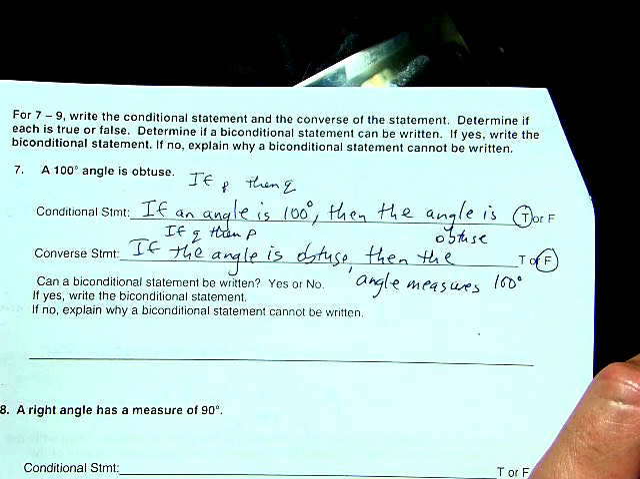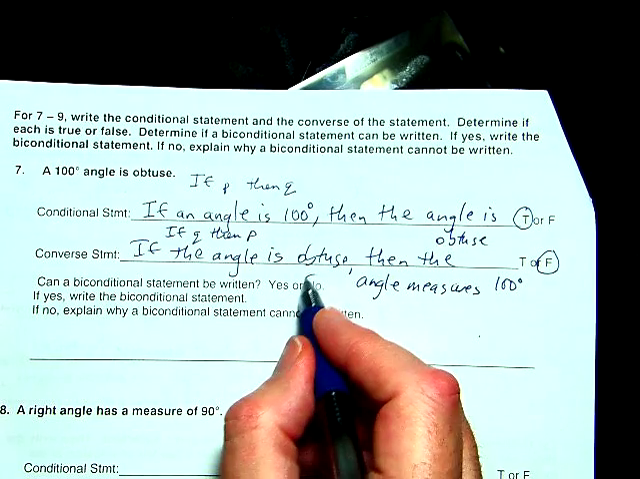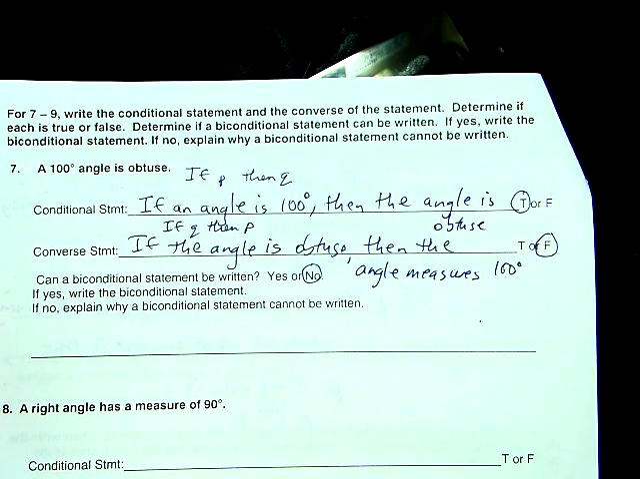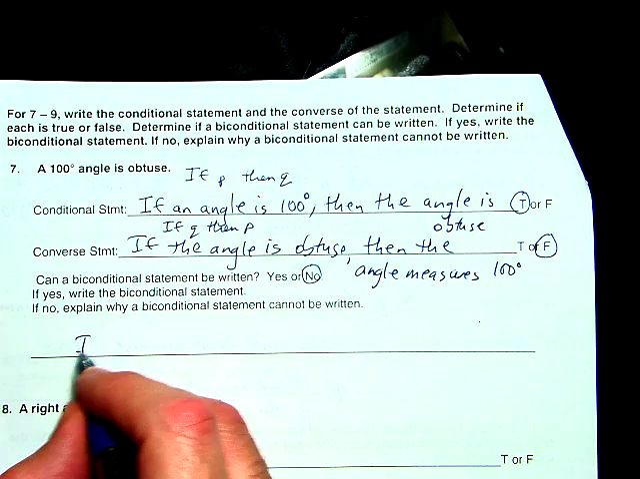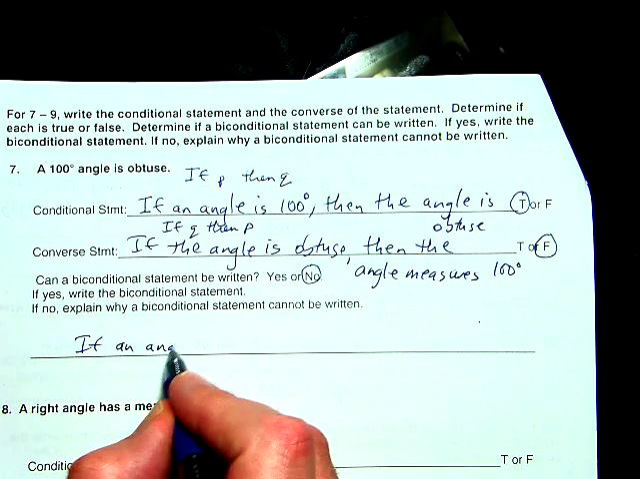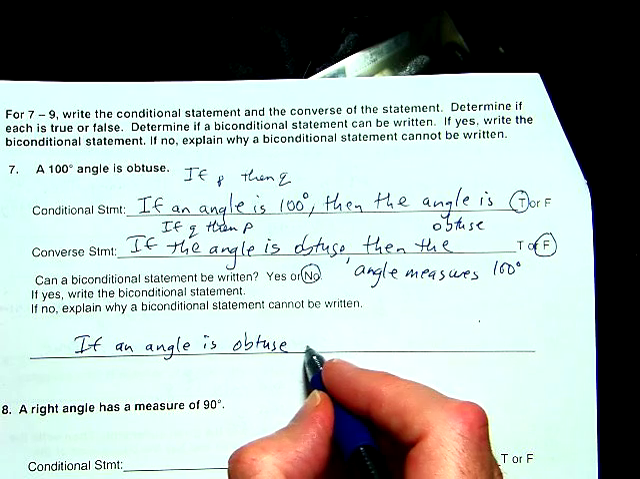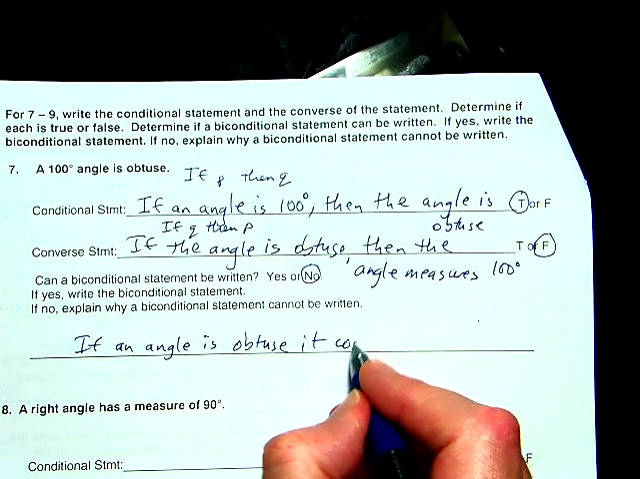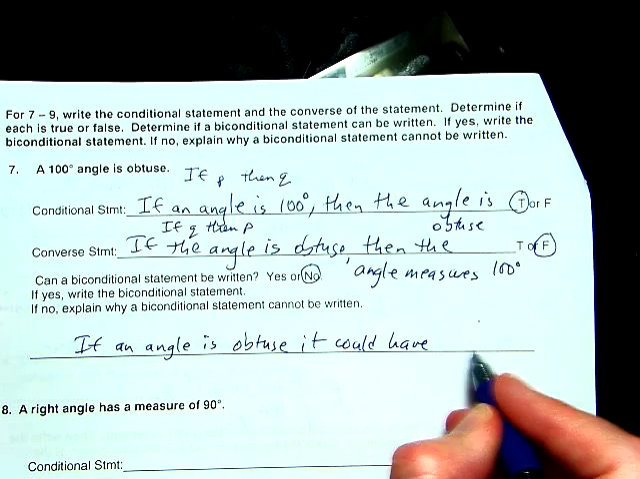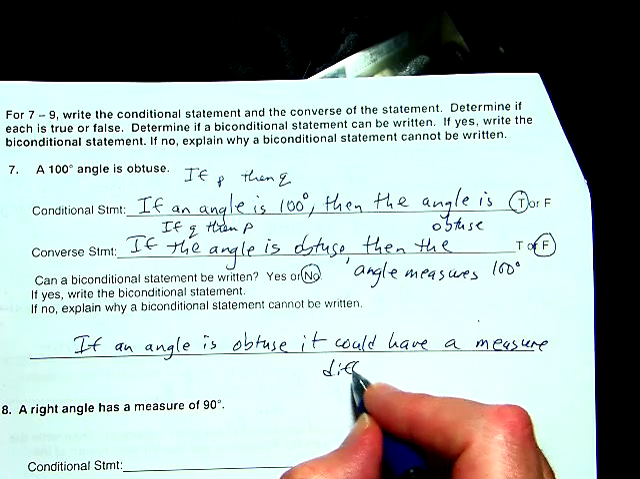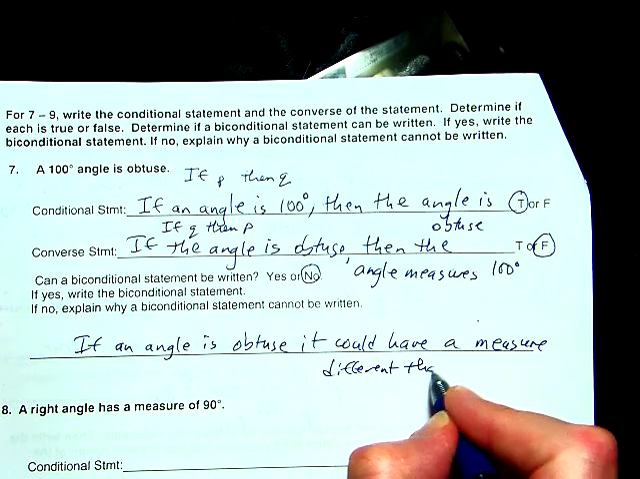So if the converse is false, then we cannot write a biconditional statement, and the answer is no. And the reason why we can't write a biconditional statement is that if an angle is obtuse, it could have a measure different than 100 degrees.